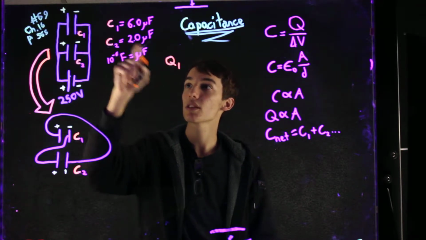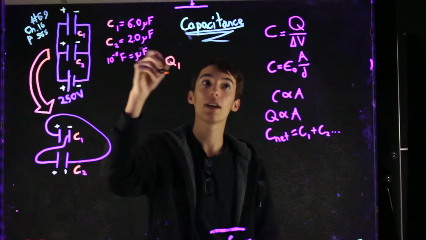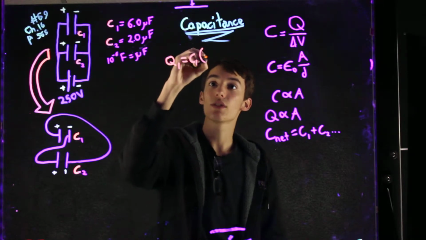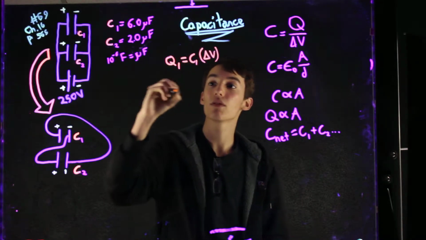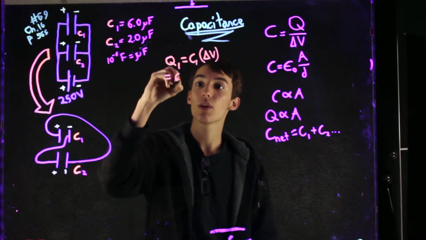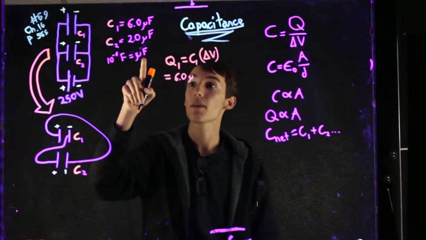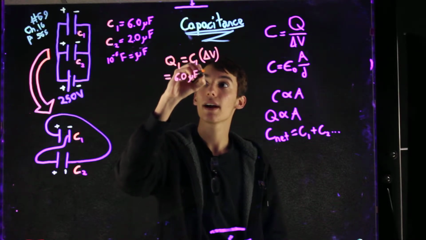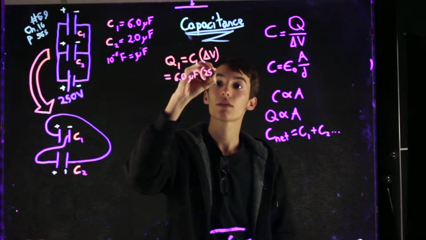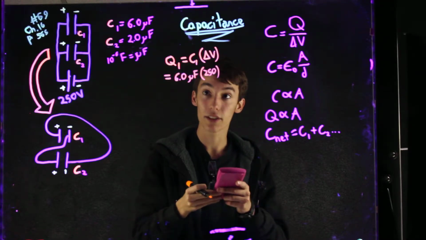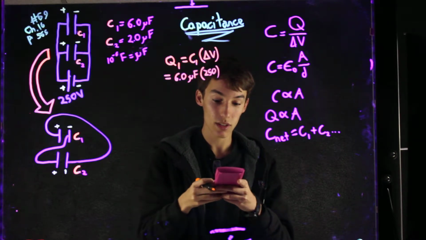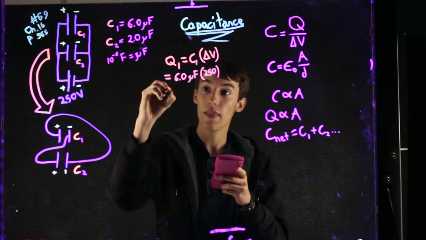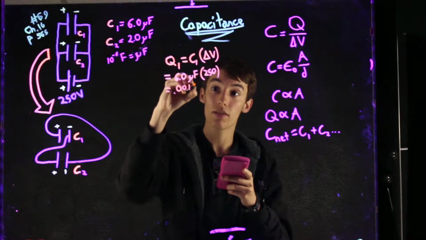Q1, the charge on capacitor C1, is equal to C1 times our voltage, which is 250 volts. We'll leave that as a variable for now. And so that is equal to 6.0 microfarads, keeping in mind that a microfarad is 10 to the negative 6th normal farads, times 250 volts. And now it's calculator time. 6 times 250, and then we're going to divide that by 10 to the 6th to get our unit conversion. And that is going to be 0.0015 coulombs.